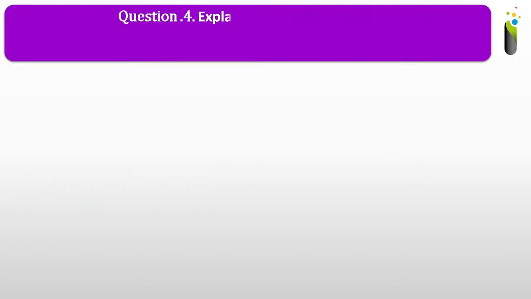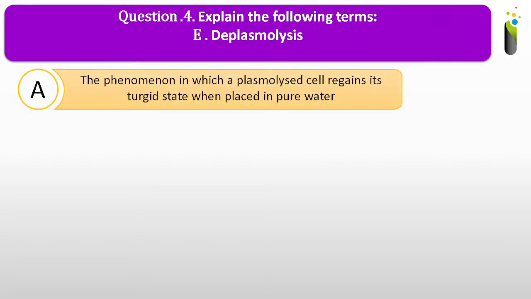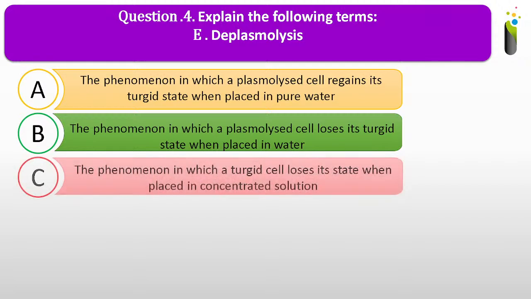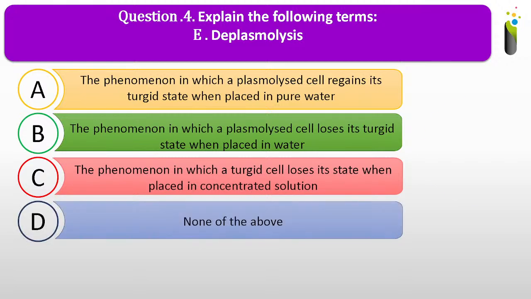Question 4. Explain the following terms. Sub-question E. Deplasmolysis. A. The phenomenon in which a plasmolysed cell regains its turgid state when placed in pure water. B. The phenomenon in which a plasmolysed cell loses its turgid state when placed in water. C. The phenomenon in which a turgid cell loses its state when placed in concentrated solution. D. None of the above.